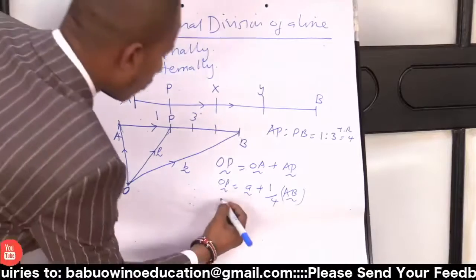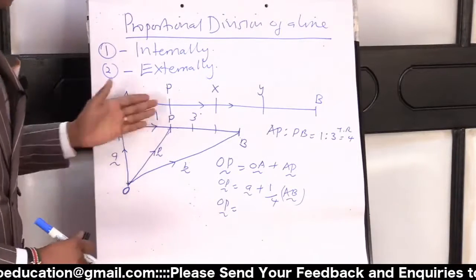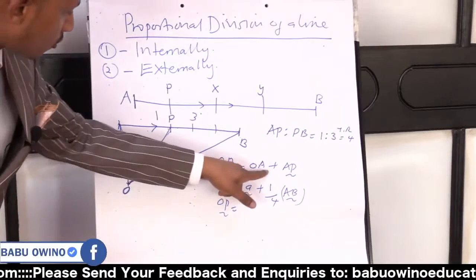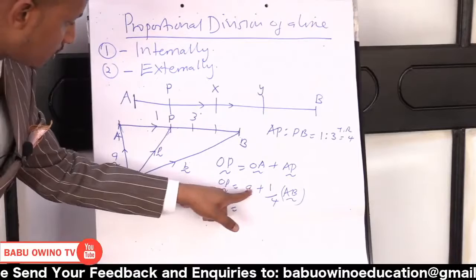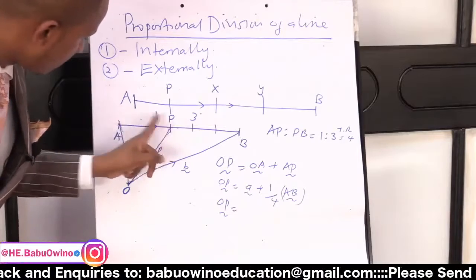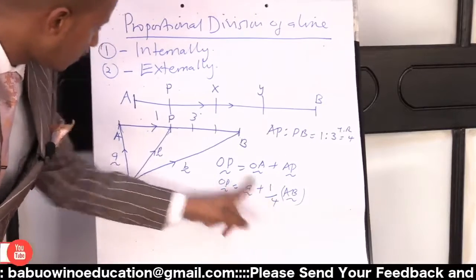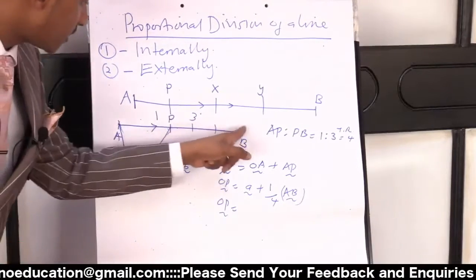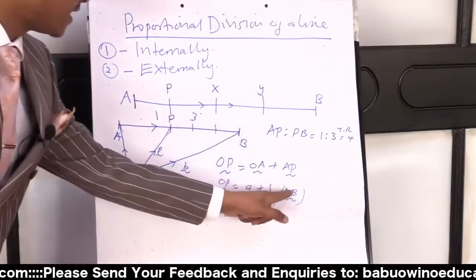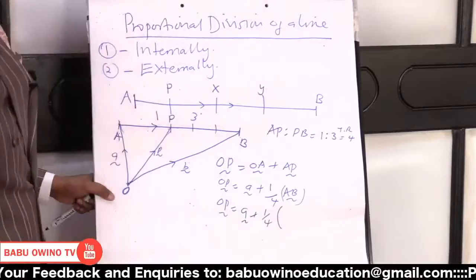Okay? So OP, don't get lost. I think some may be saying I'm getting lost. Now, OP is equal to OA plus AP. OA is A here, plus AP, and now you make use of the ratio. This side has 1 over the total ratio, which is 4. From here to here is 1, is 2, from here to here is 3. So it is 1 over the total ratio, which is 4, of AB. So this is going to be A plus 1 over 4 of AB.